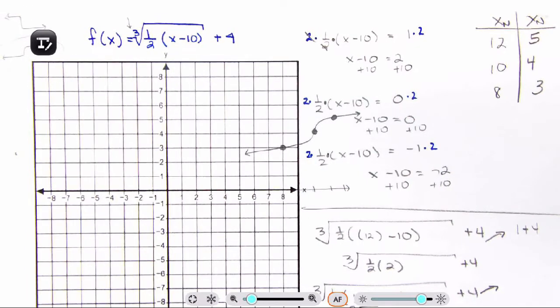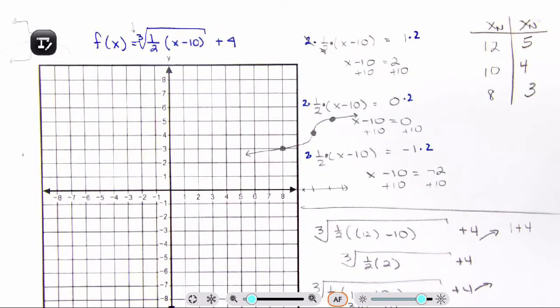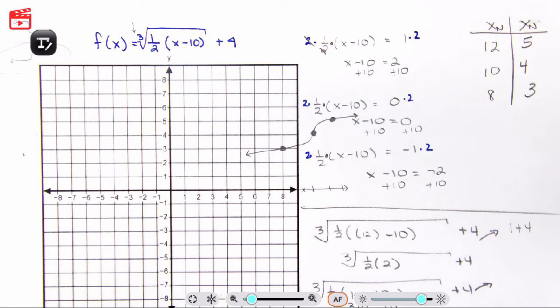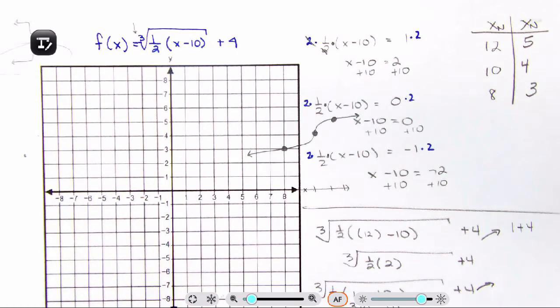Graphing cube root, graphing all of them. The method is exactly the same. Take whatever you have underneath your root, set it equal to your reference points, in this case 1, 0, and -1. Find out your new x values, take your new x values, plug them into your equation, and solve for your y.